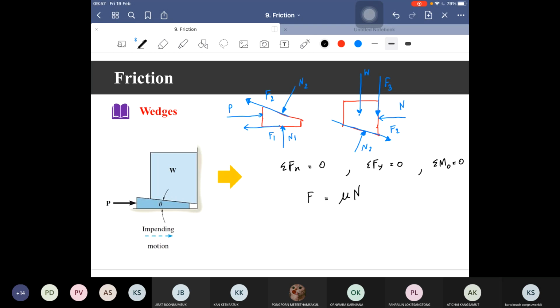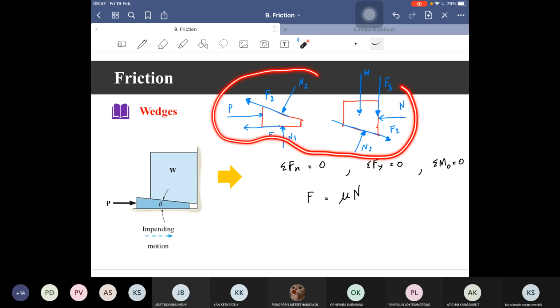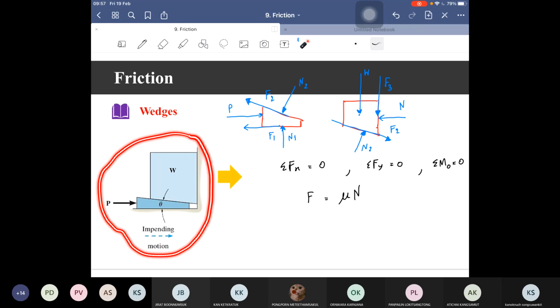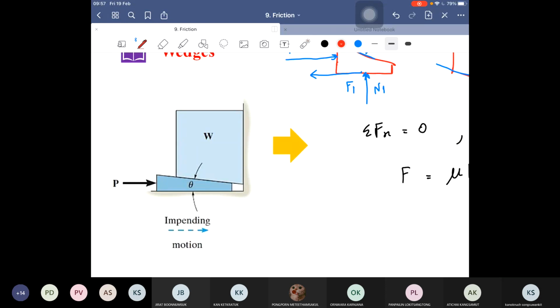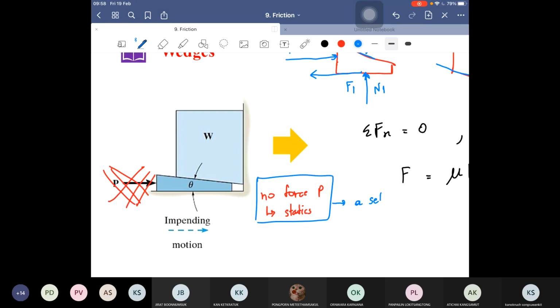Okay, but to determine the free body diagram of the system, you have to guess where the object tends to move. For example, if we do not increase the force P, so no force P, but the system can still remain in a static state, we will say that this system is a self-locking system.